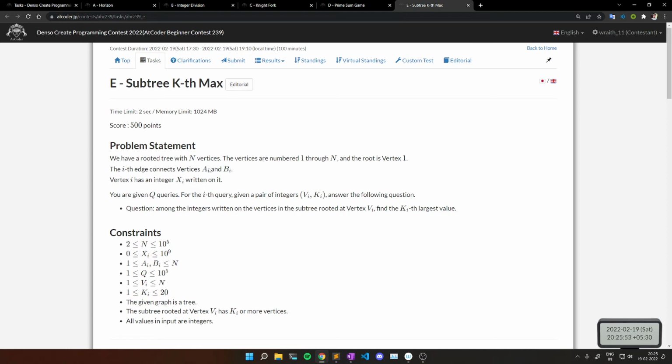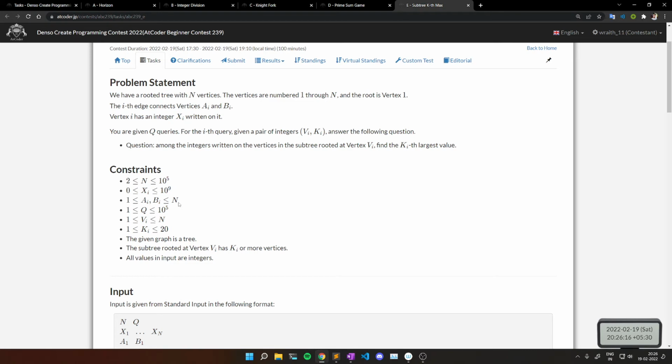In this problem we are given a rooted tree with n vertices, and the vertices are numbered from 1 to n, and always the root of the tree is vertex 1. Then we are given edges like ai to bi, and on every vertex there is a value x written on it, and then we will be given q queries. For the ith query we will be given a pair of integers vi and ki, and the question is, among the integers written on the vertices in the subtree rooted at vertex vi, find the kith largest value.